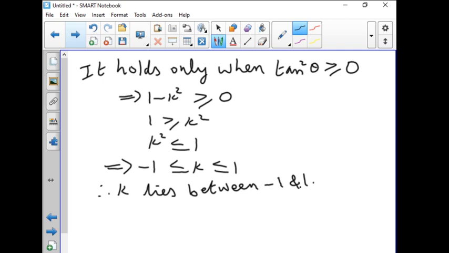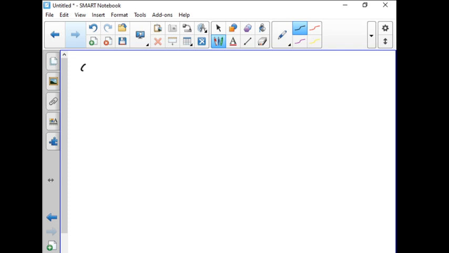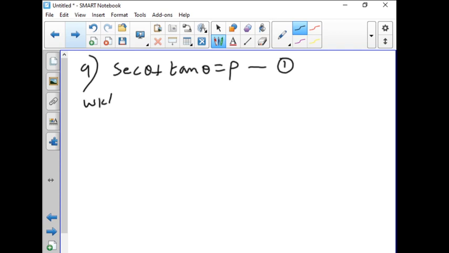Now we'll go to the next question. Question number 9. It's given secant theta plus tan theta is equal to p. So this you take as number 1. Obtain the value of secant theta, tan theta and sin theta in terms of p. We know that the identity is 1 plus tan square theta equal to secant square theta, or we also say that secant square theta minus tan square theta is equal to 1. We know this identity.